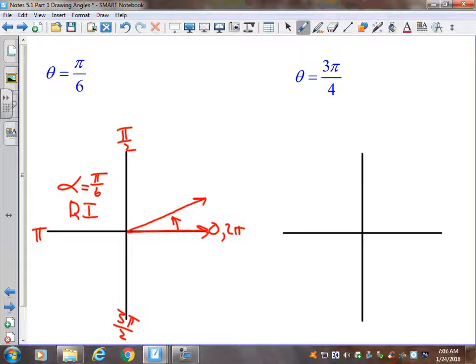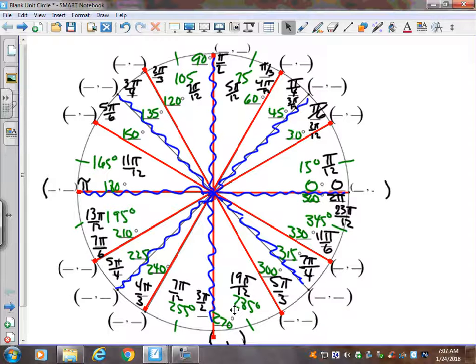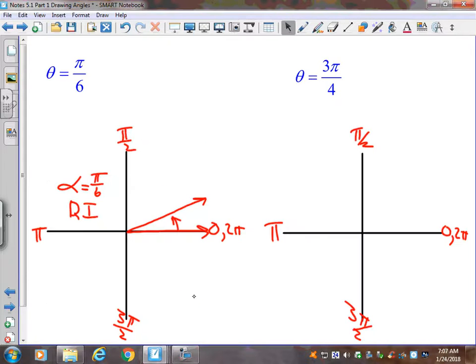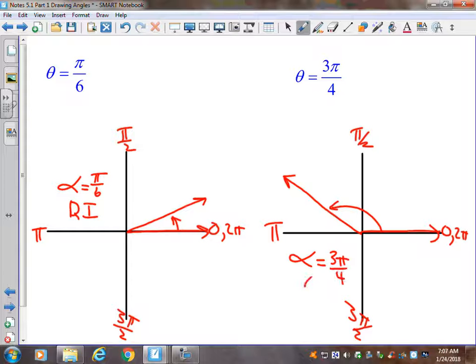Alright, let's try another one. We have 0 and 2 pi. Pi over 2. Pi. 3 pi over 2. We have 3 pi over 4 is the number we want to look up. 3 pi over 4 is in the middle of quadrant 2. So we draw our initial side and split the second quadrant. It opens up because it's a positive alpha angle of 3 pi over 4. And it's in quadrant 2.